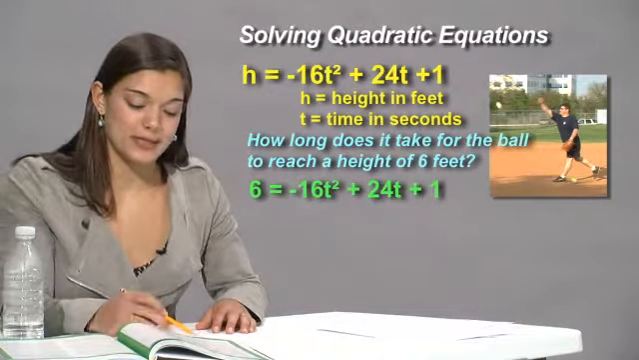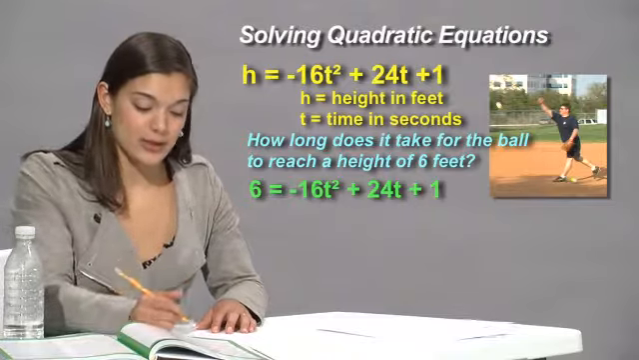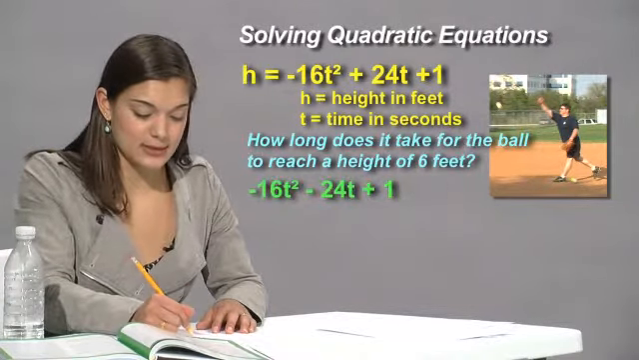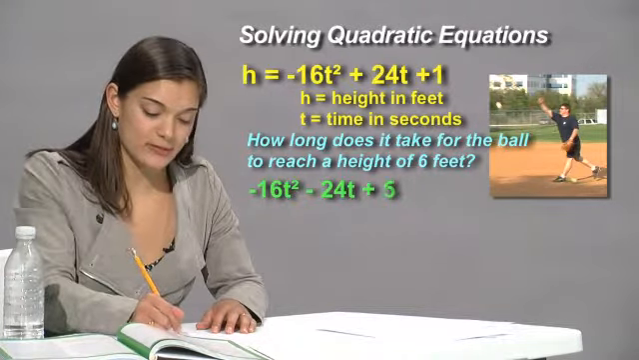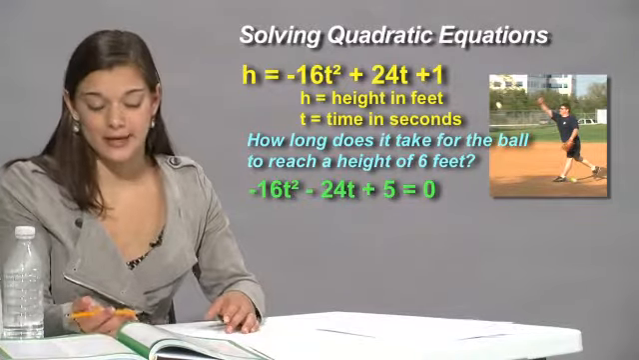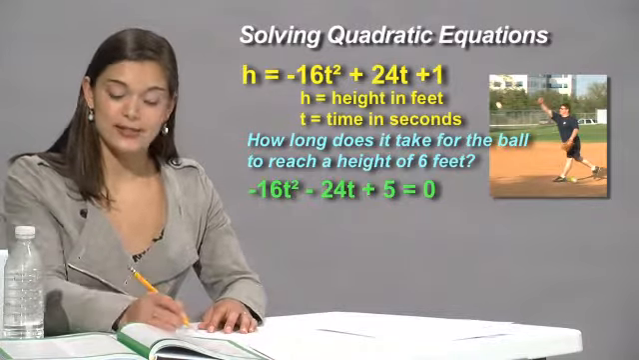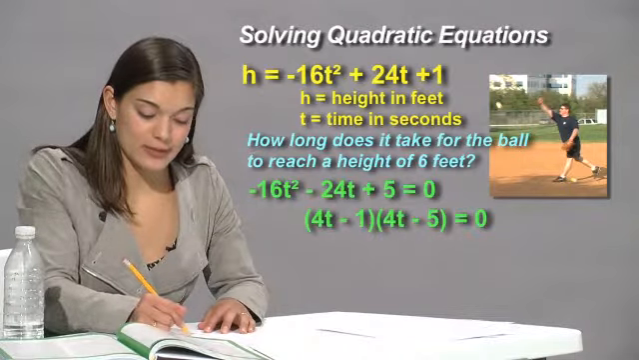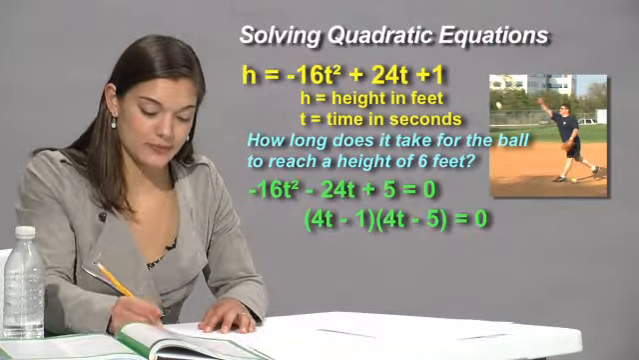We want our quadratic to equal 0 so that we can solve using the quadratic equation. That means that we should subtract 6 from the left side to get 16t squared minus 24t plus 5, all equal to 0. Now we have a problem that looks like any other quadratic. We want to solve for t, the time in seconds. This time we can find our roots by factoring.